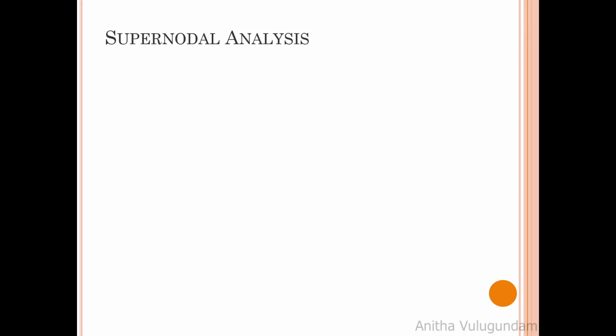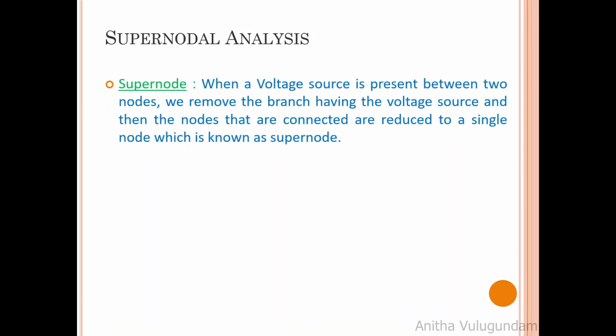In this video, I'll explain the concept of supernodal analysis and a few examples on it. When a voltage source is present between two nodes and we remove the branch having the voltage source, then the nodes that are connected are reduced to a single node, which is known as a supernode. This is the meaning of a supernode.